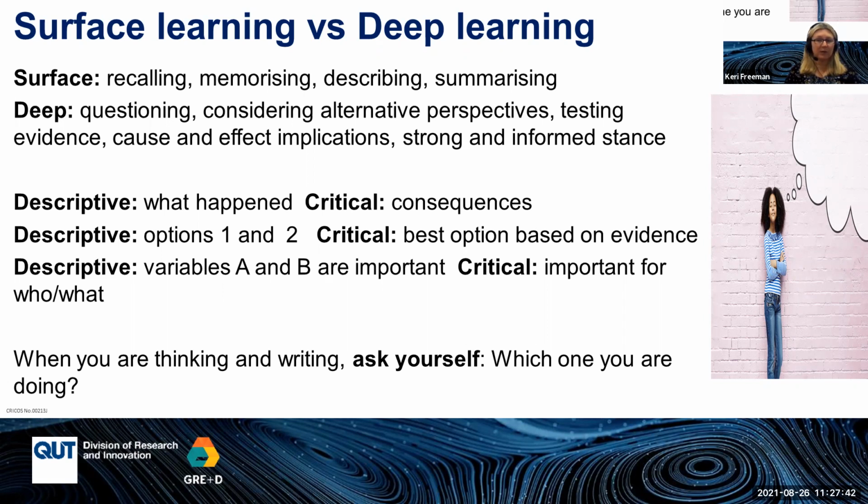Descriptive is where we say, well, there's two options, and then the critical is looking, okay, well, which option is the best based on evidence. Looking at variables, there's a number of variables that are important, and then going again deeper, important in what way and for who. So when you're thinking and you're writing your drafts, ask yourself, okay, am I being descriptive, or am I also using my deep learning and being critical and really going deeper?